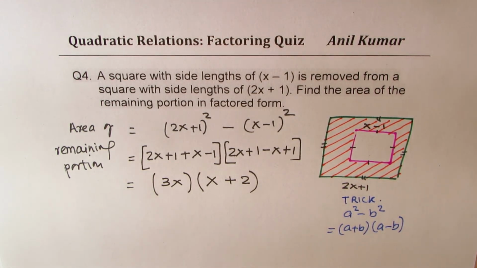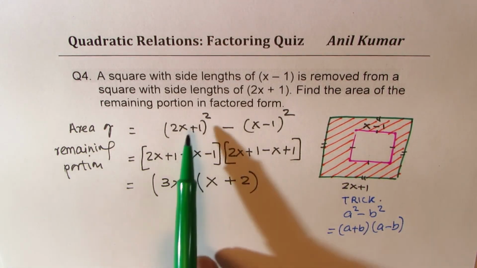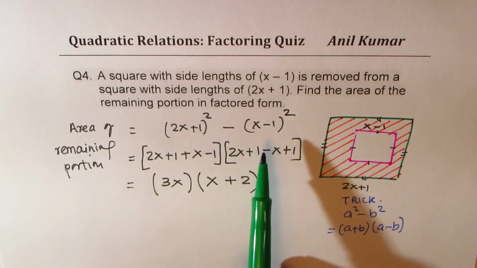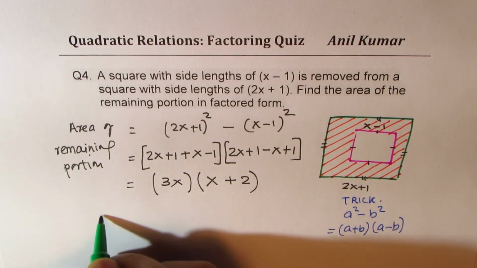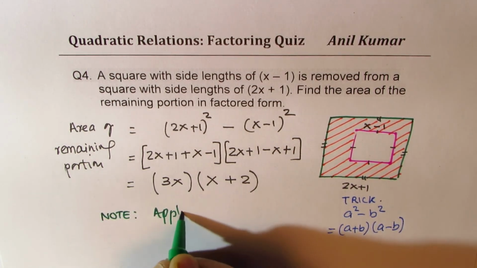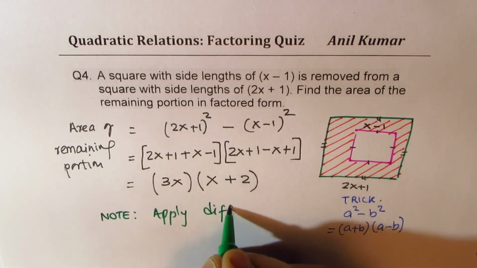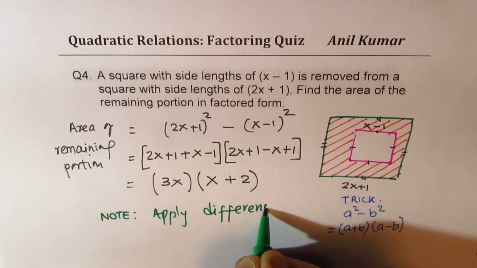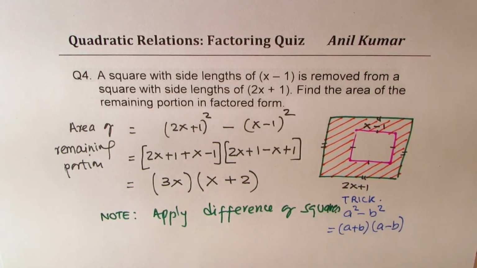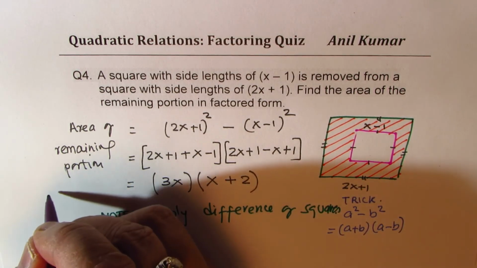So I'd like you to appreciate how we have done all these questions, especially the last one. So one way, of course, is to expand, simplify, but that takes a lot of time and you could do errors, right? So note, apply difference of squares in such cases, right? One of the examples which you can try now is kind of like this.